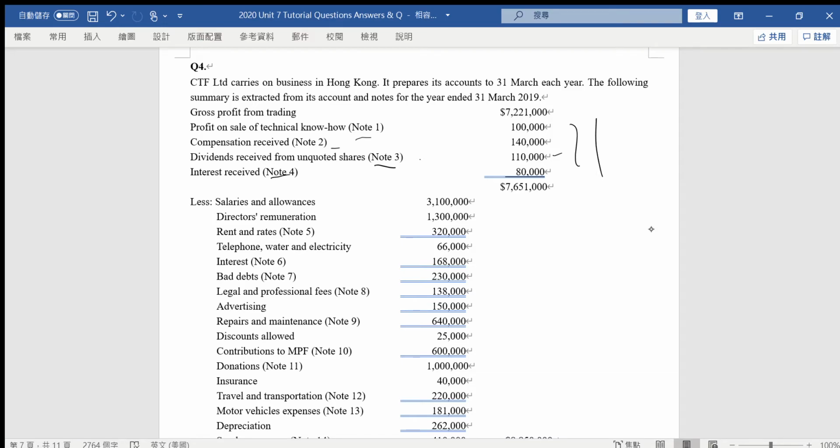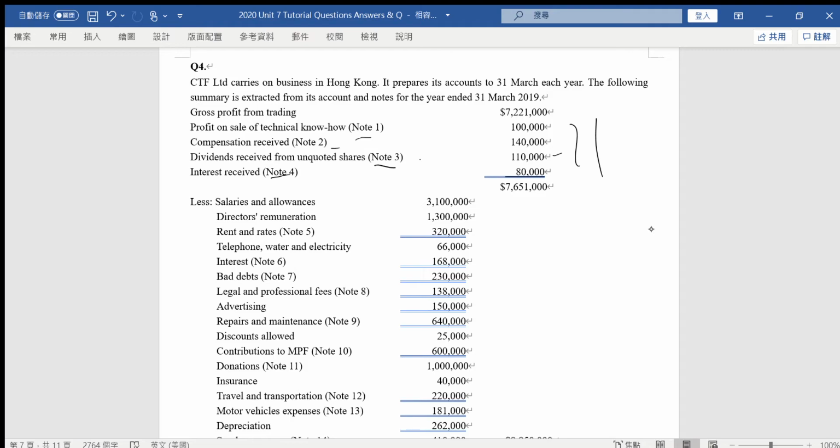Now we'll look at the expenditures, whether that is allowed to deduct or not allowed to deduct, whether that should be added back or whether we haven't taken into consideration any. For the first one, the salary and the allowance, there is no additional information. That is the normal expenses of the company, allowed to deduct. No need to adjust any. Director remuneration, the same, nothing to adjust. It's the normal expenses of the company.